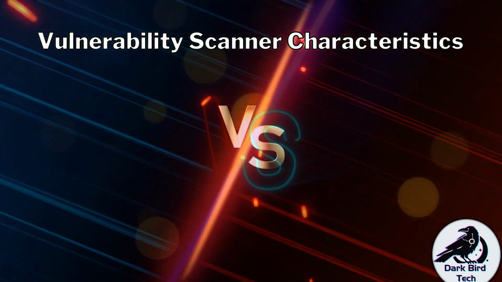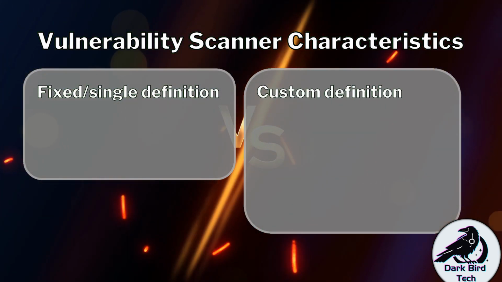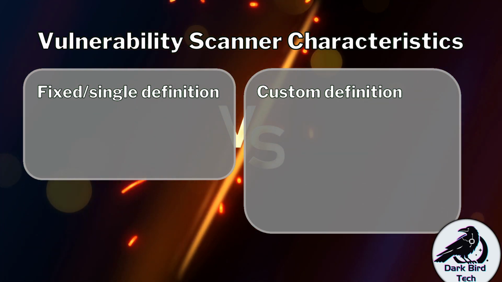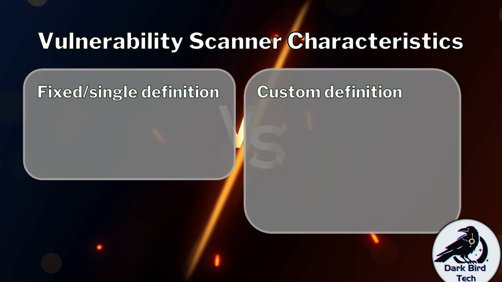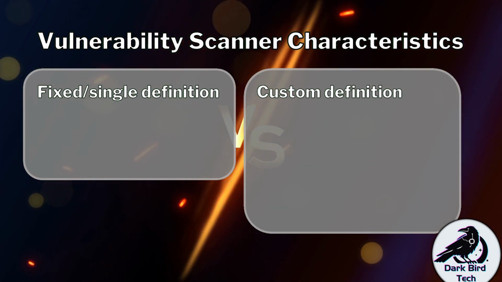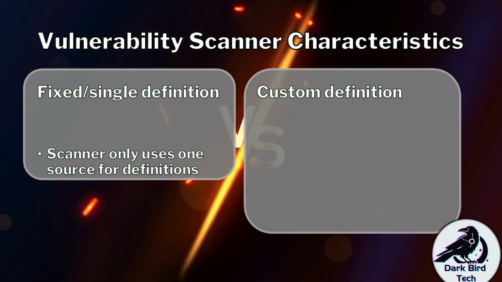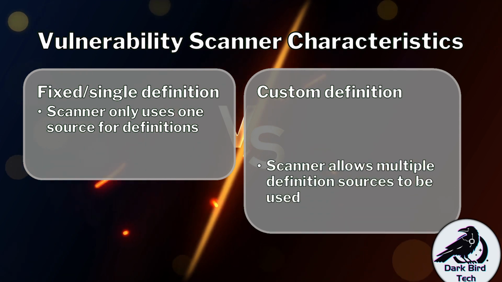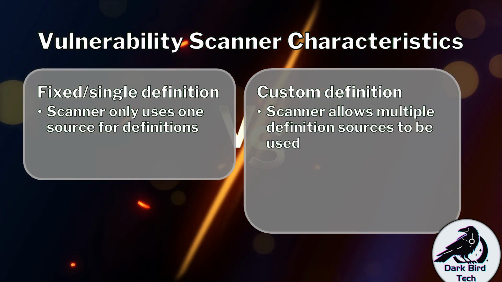Then we also have what I call a fixed definition vulnerability scanner and a custom definition vulnerability scanner. These terms are not official, by the way. I'm just slipping this into the course because it's something you want to also look at before you settle on a particular product, especially if you have to pay for it. So with a fixed or single definition vulnerability scanner, usually the scanner only has one source of definitions, whereas the custom one lets you choose different definition sources, which I think is pretty nice.